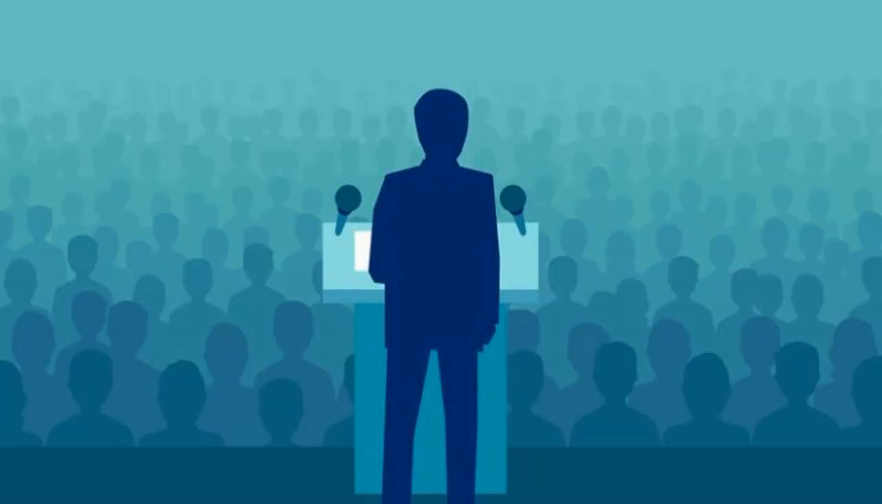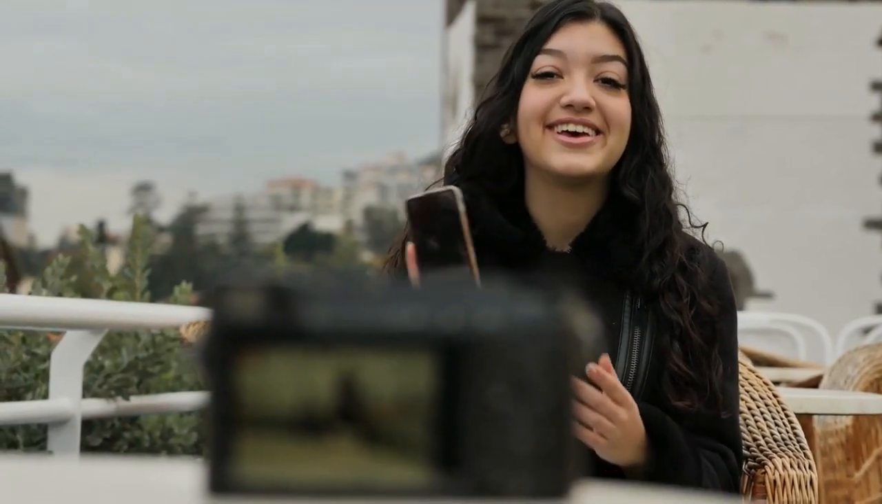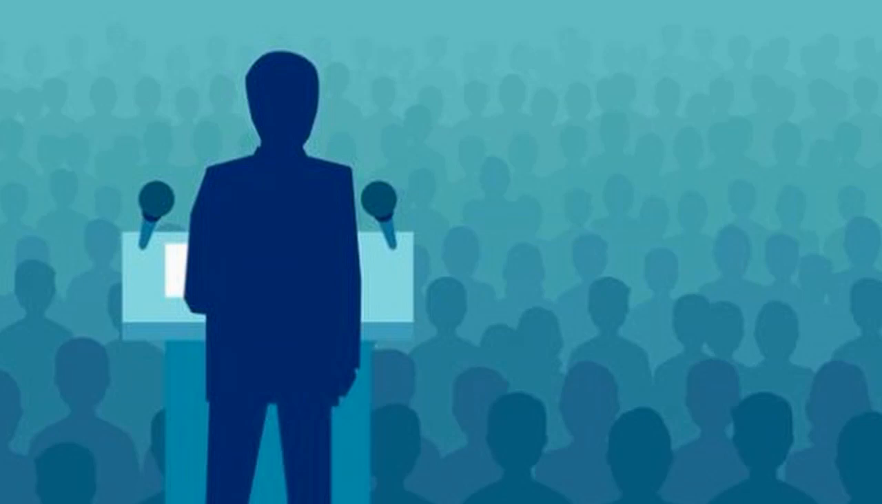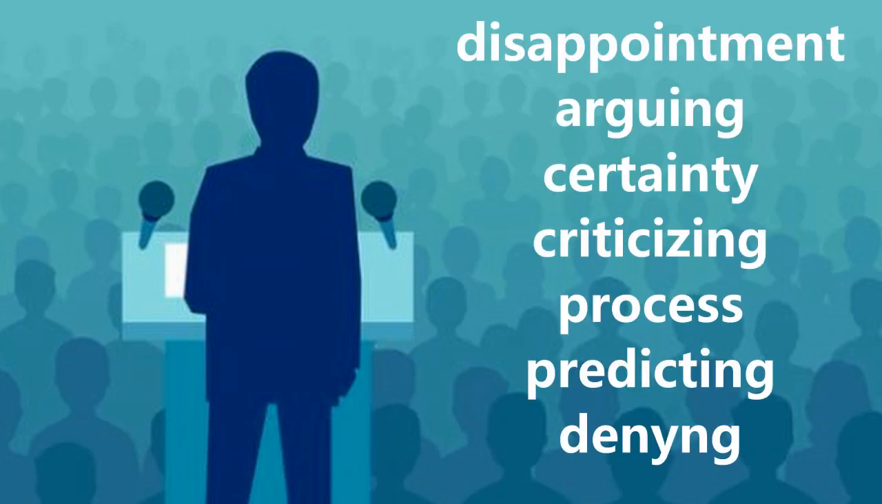The fourth skill of language highlighted in language development section is speaking. To enhance the spoken English, students are encouraged to speak on a variety of topics. Examples have been provided to guide the students to the topics. The students speak on topics like expressing disappointment, arguing, defending a point, expressing degrees of certainty, criticizing, describing process, predicting, denying, and many more.